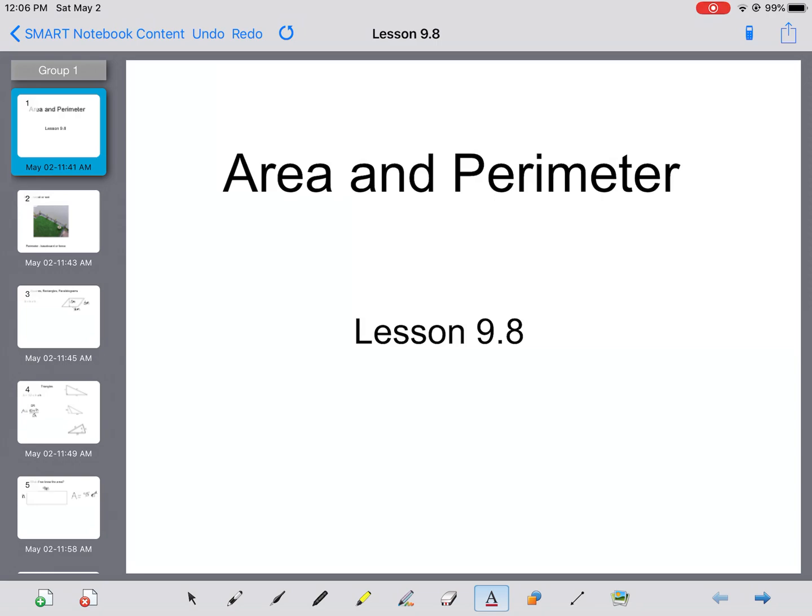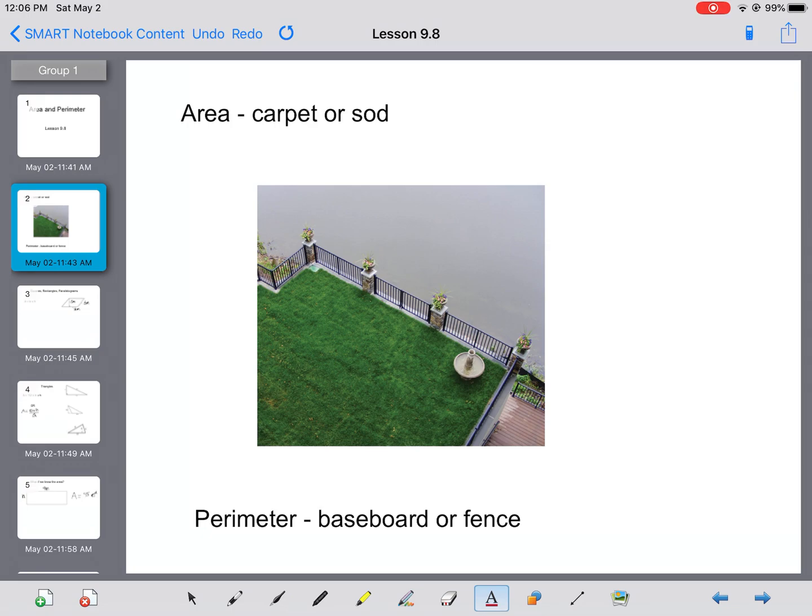So today we're talking about area and perimeter. You were already introduced to this on Friday when you watched an online video. I just want to review and highlight a few things to get you ready for your lesson for today. One thing that I notice whenever I teach area and perimeter is that people often mix up the two. They mix up what is area and what is perimeter.